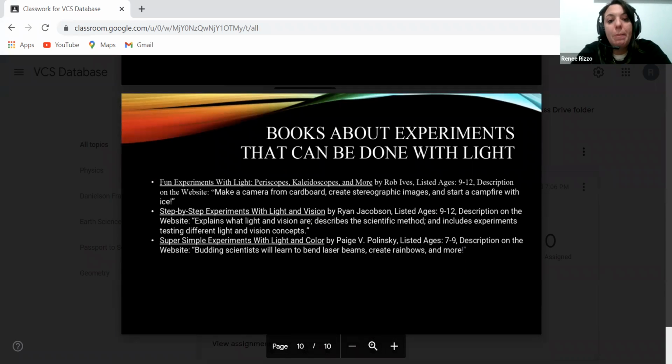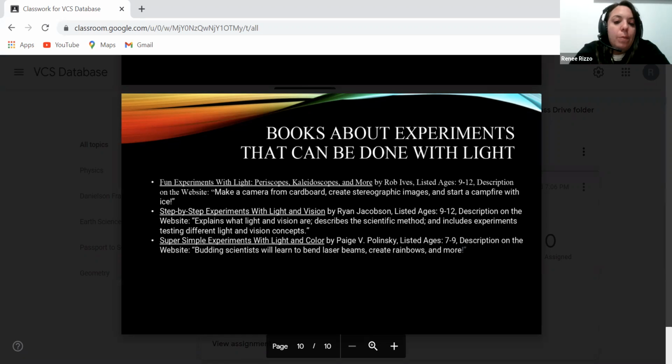There are also books about experiments that can be done with light, which would be great for your hands-on, tactile, and kinesthetic learners. Fun Experiments with Light, Periscopes, Kaleidoscopes, and More by Rob Ives, ages 9 through 12. Description on the website: Make a camera from cardboard, create stereographic images, and start a campfire with ice. Step-by-Step Experiments with Light and Vision, ages 9 through 12. Description: Explains what light and vision are, describes the scientific method, and includes experiments testing different light and vision concepts.